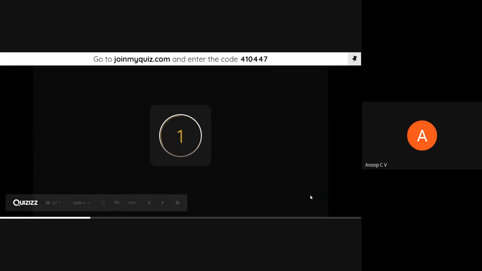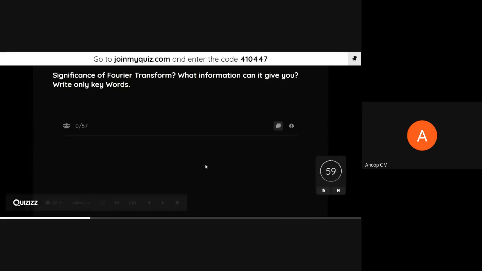Right. So the next question is about the significance of the Fourier transform. What information can it give you? Write only keywords, whatever comes to your mind first. You don't have to write a descriptive answer. I just want to know what your actual thoughts on the Fourier transform are. You have to type in.